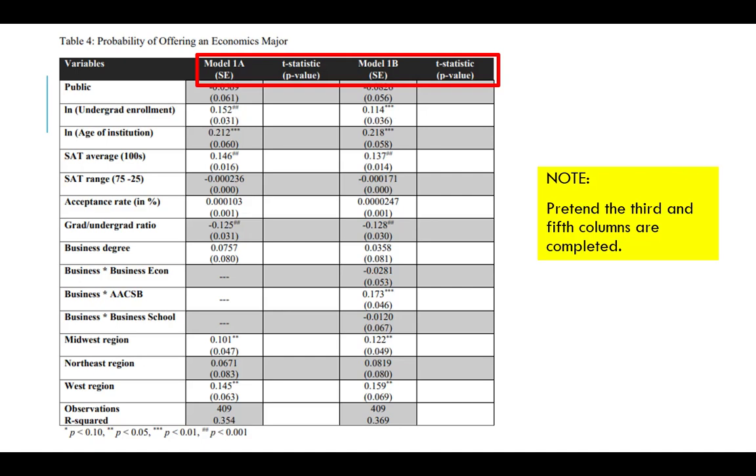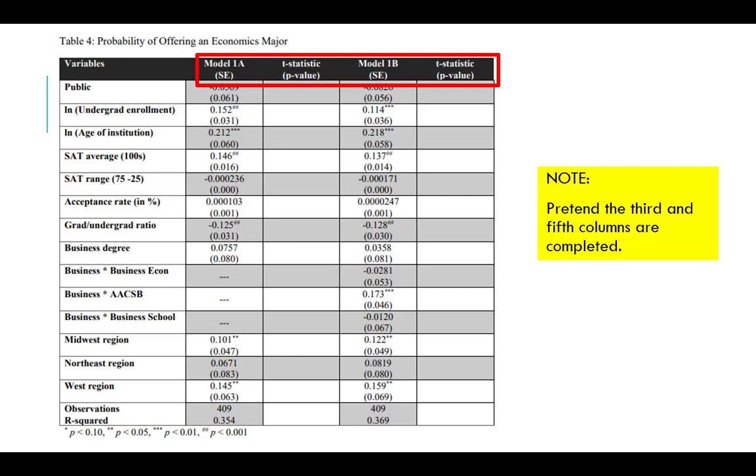Now, you might decide that you want a table that looks at 2 different models side by side, and that is fine. You can do this in different ways. I'm showing you one way in case you feel like you're running out of room. If you look here, I've got model 1A and model 1B. It's not uncommon to put your standard errors under your coefficients.